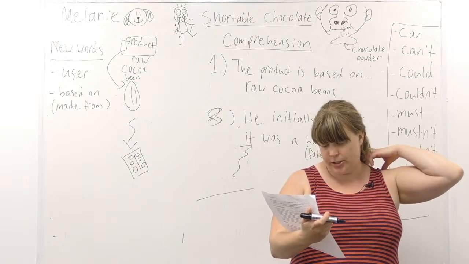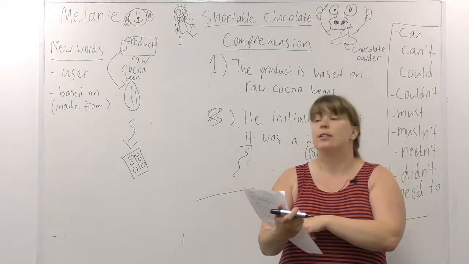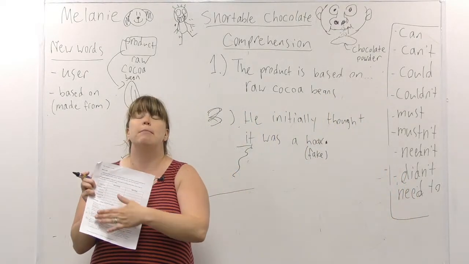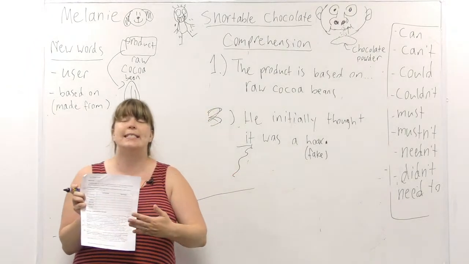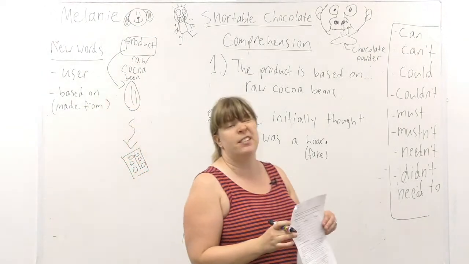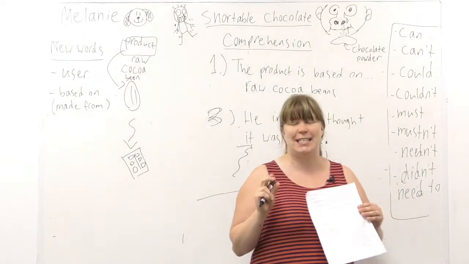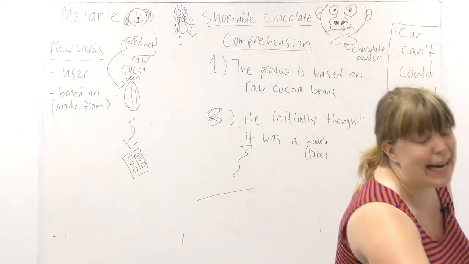So this should be close to around, he initially thought it was a hoax. Maybe look at the sentence before. What does he say before the hoax sentence? Something to do with Europe. That's my hint. Something to do with Europe. See if you can fill in the answer.